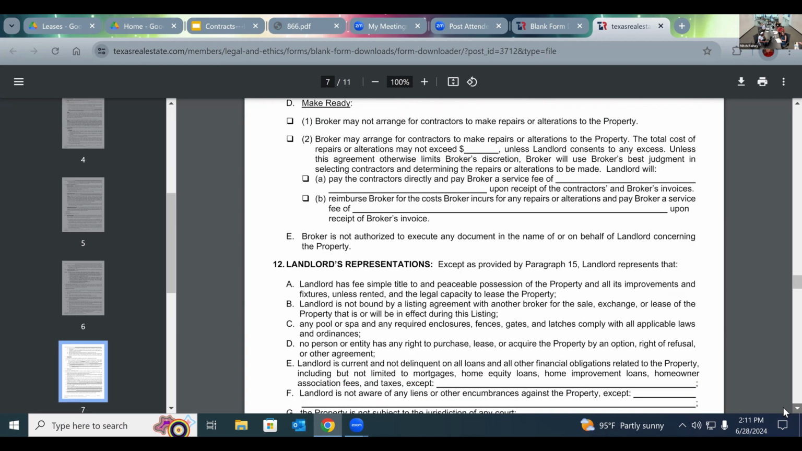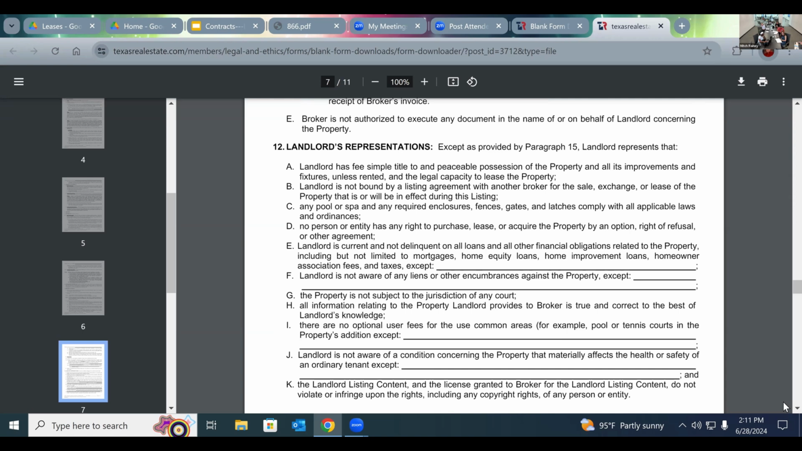Landlord represents that they have fee simple and peaceful possession of the property. They're not bound to another listing agreement. Any pool or spa or any required enclosures, fences, gates, latches comply with the law.